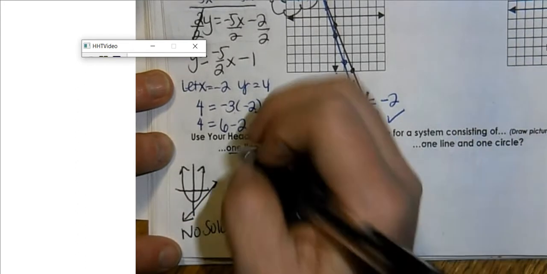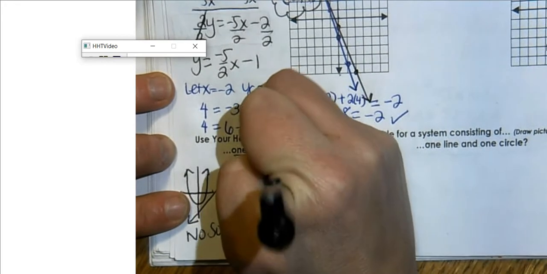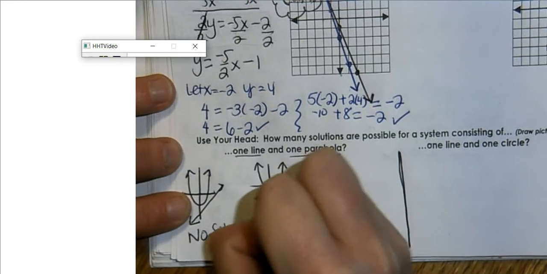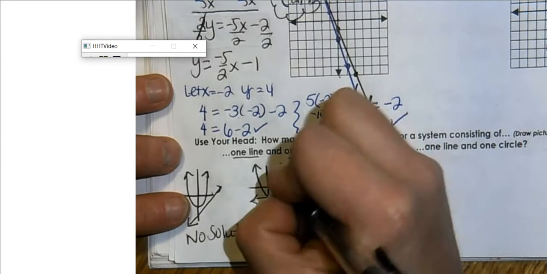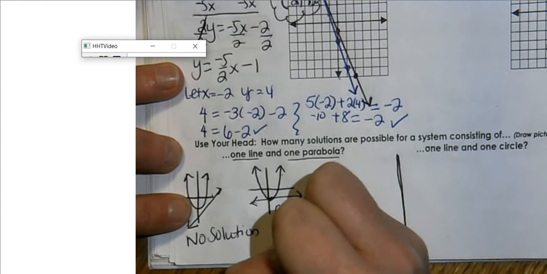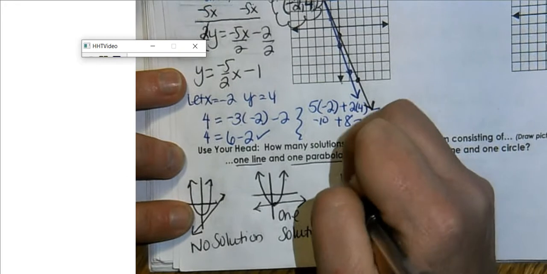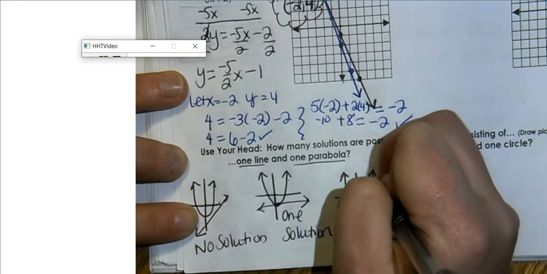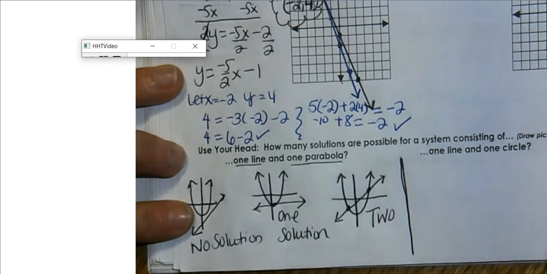You could have a parabola in which there's a line and it only intersects at one point. It could be a horizontal line or a vertical line, but it's possible to only end up with one solution. And then finally, you could have a parabola with a line intersecting at 2 points. So 2 solutions. So up to 2 solutions.